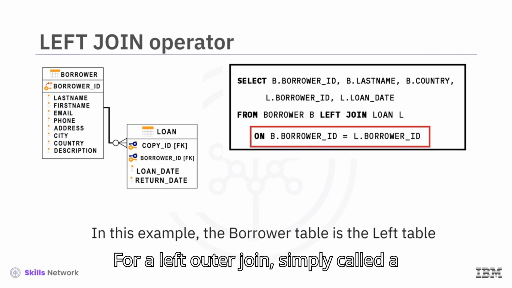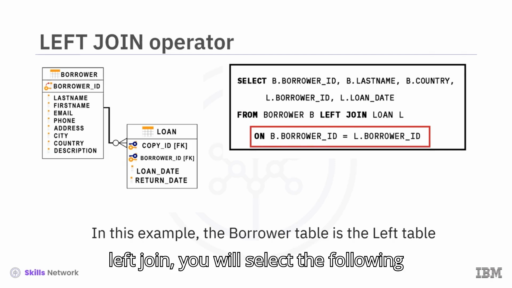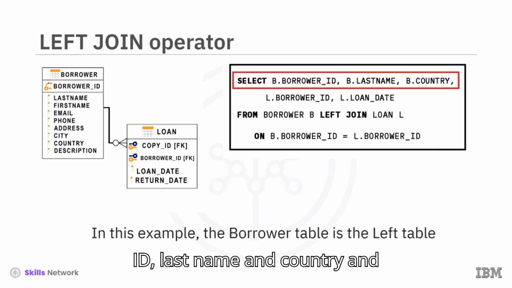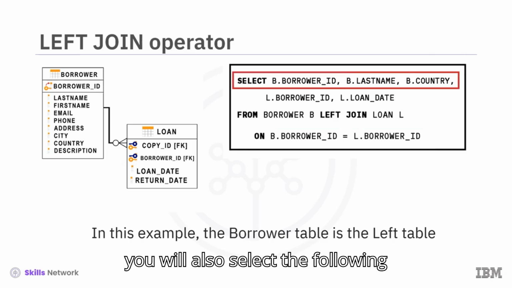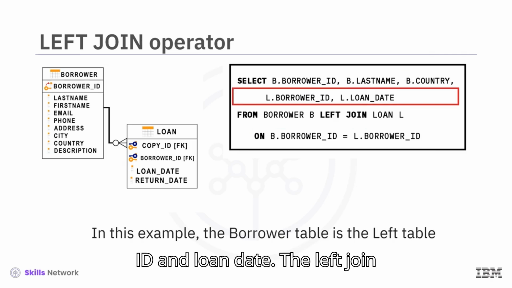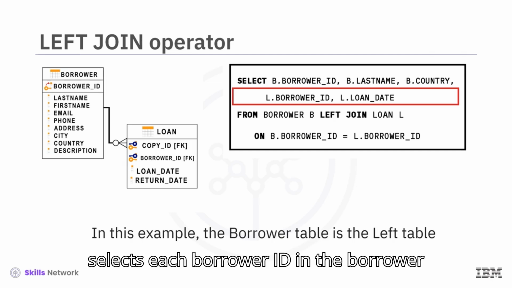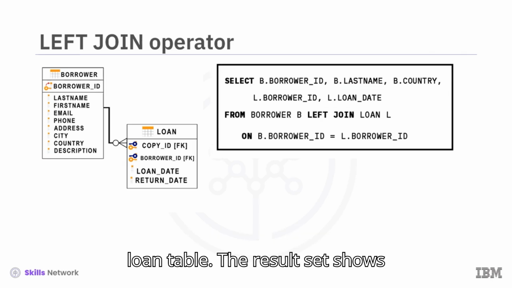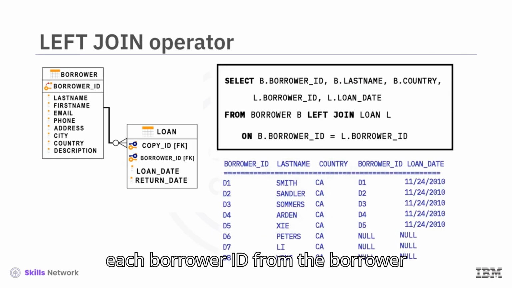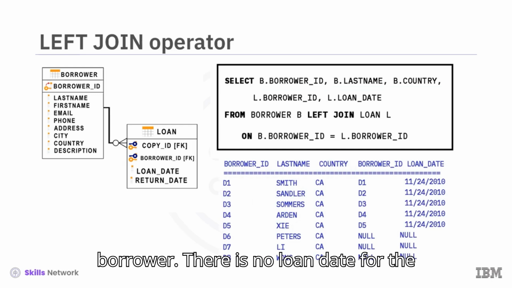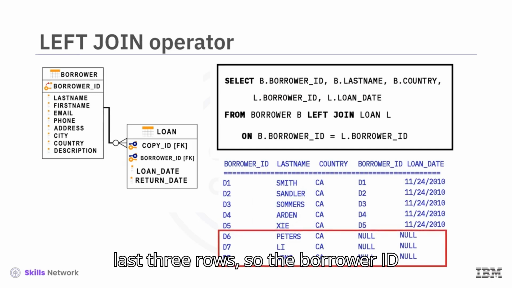For a left outer join, simply called a left join, you will select the following columns from the borrower table: borrower ID, last name, and country. And you will also select the following columns from the loan table: borrower ID and loan date. The left join selects each borrower ID in the borrower table and displays the loan date from the loan table. The result set shows each borrower ID from the borrower table and the loan date for that borrower. There is no loan date for the last three rows, so the borrower ID and the loan date show null values.